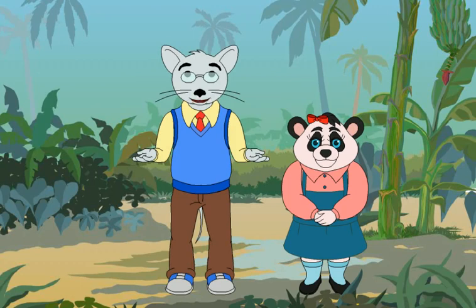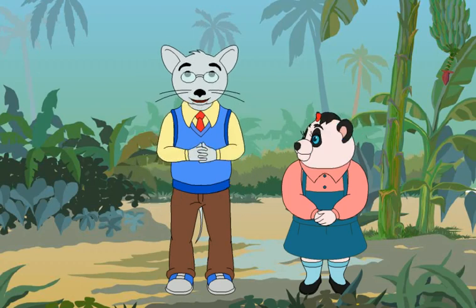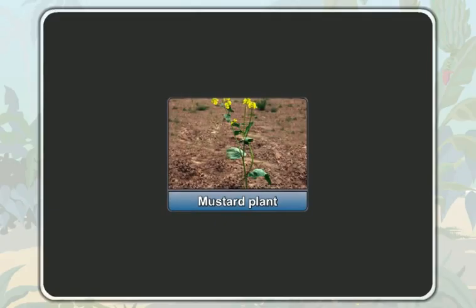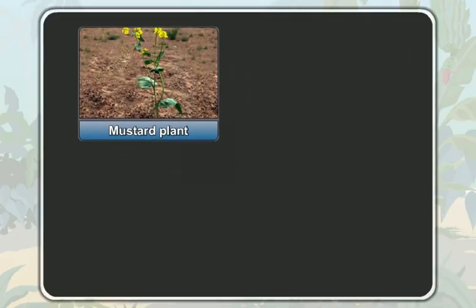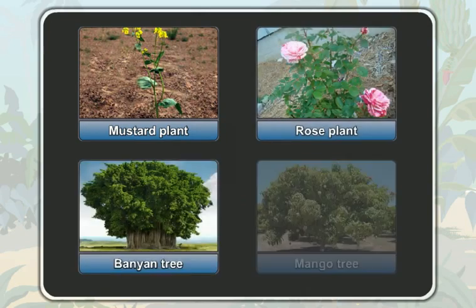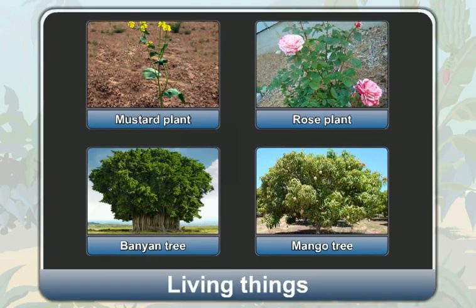There are many kinds of things around us. Some of them are living things, while others are non-living things. Plants like a mustard plant, a rose plant, a banyan tree, and a mango tree are the living things.